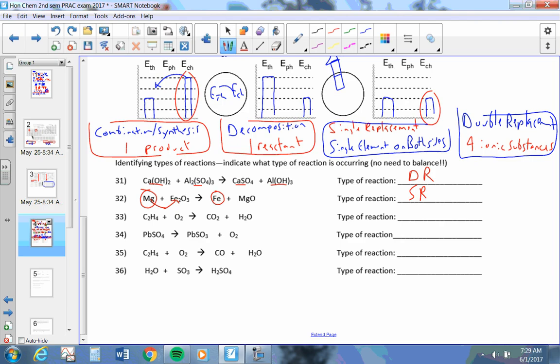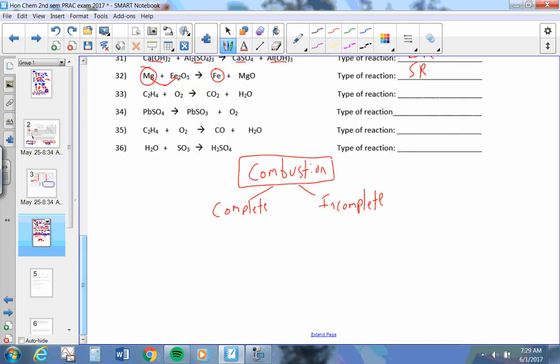One that I didn't put up there, I should have talked about, is the combustions. What are the combustions? They have lots of C's, H's, and O's. There's complete and incomplete. Both of them start with hydrocarbons, some sort of fuel made of C's and H's and sometimes some O's. But the complete end with carbon dioxide and water, and the incomplete only end with carbon monoxide and water.